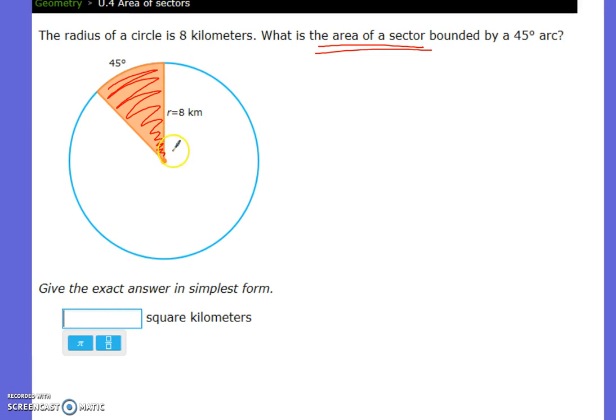So there's 3 things about a sector you should know. There could be length. You can find the length. You can find the measure of this angle. And you can find the area, the space inside it.